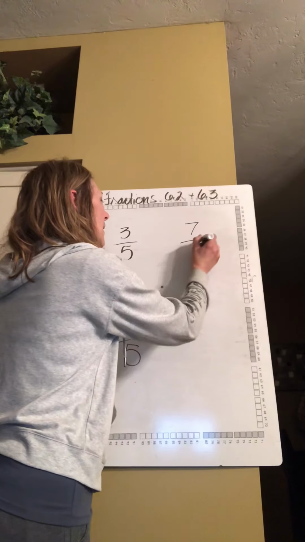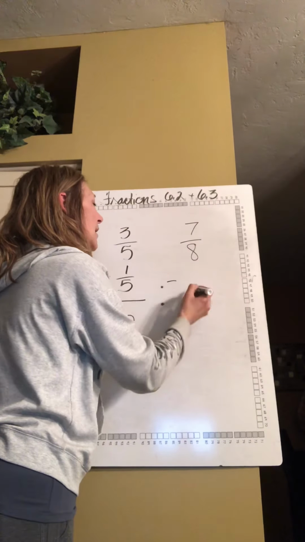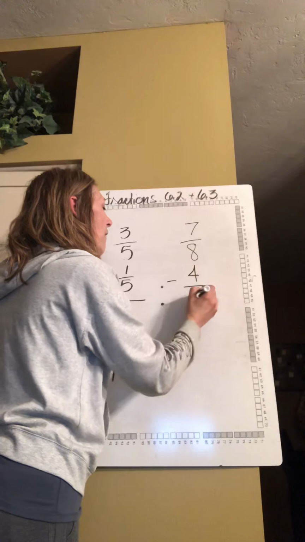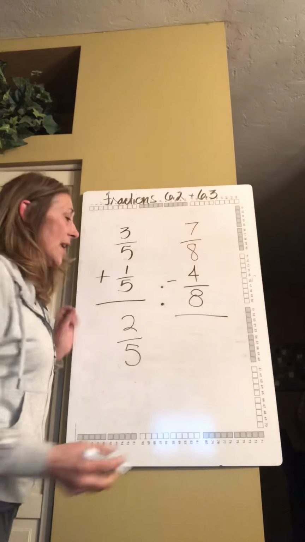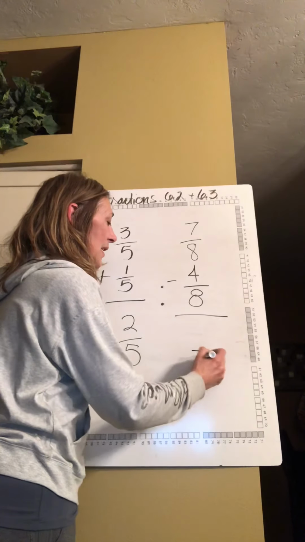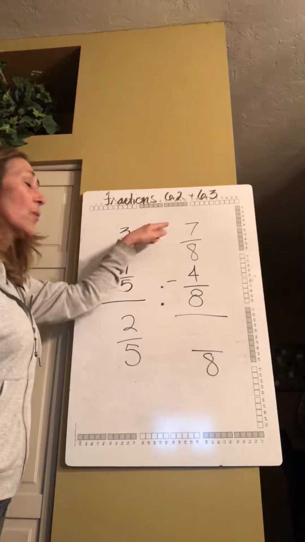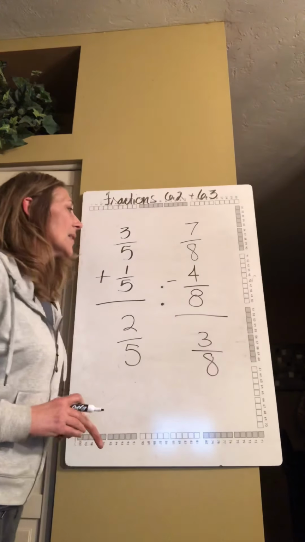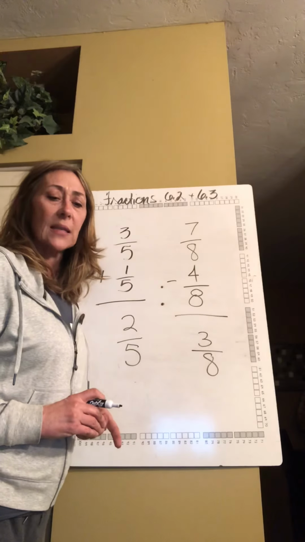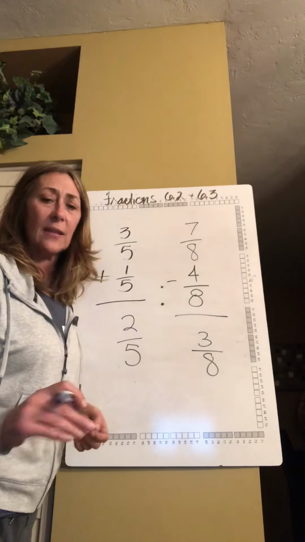I'm going to start with 7/8 and I'm going to take away 4/8. 7/8 minus 4/8. My pieces or my denominator is 8. I start with 7 and I take 4 away. I'm left with 3. 7/8 minus 4/8 equals 3/8.